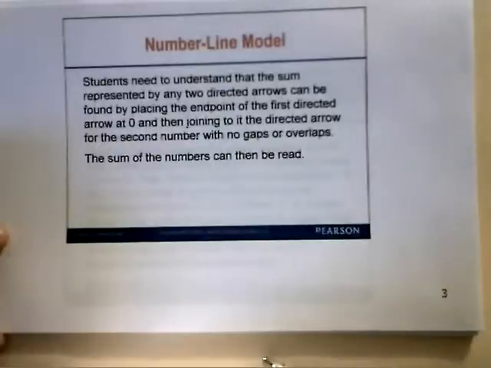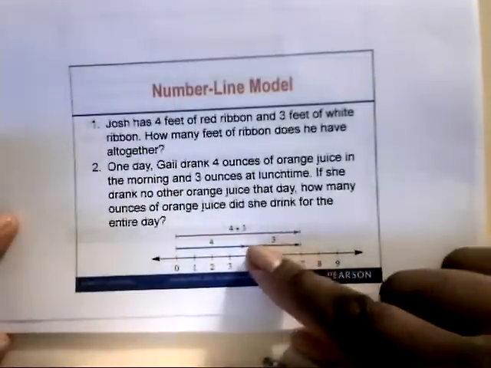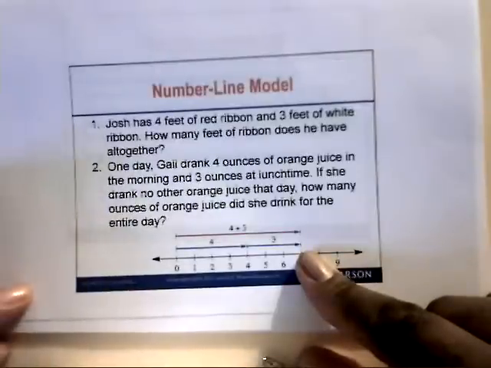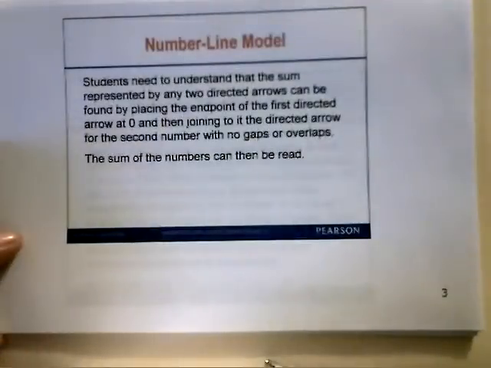Students need to understand that the sum represented by any 2 directed arrows can be found by placing the endpoint of the first directed arrow at 0 and then joining it to the directed arrow for the second number with no gaps or overlaps. That means that the sum can then be read. So we talked about that 4 plus 3 is equal to 7. You start at 0, then you go over to 4, and then another directional arrow will start at 4 and go over to 7, because you're going to count 3 more places to the right of 4. You'll end up at 7. And as you can see, there are no gaps or overlaps.